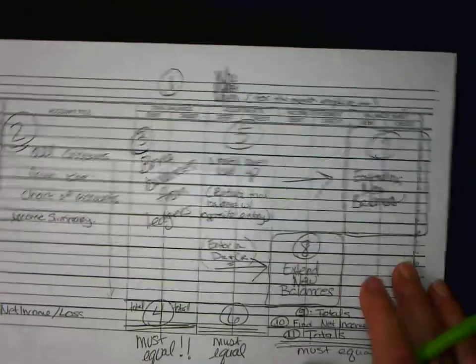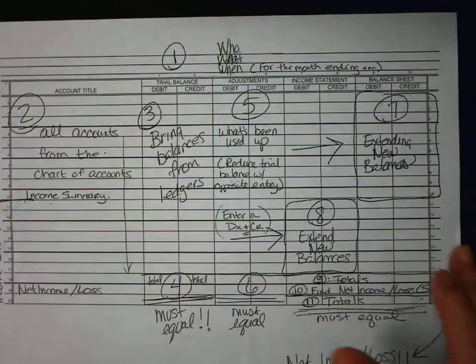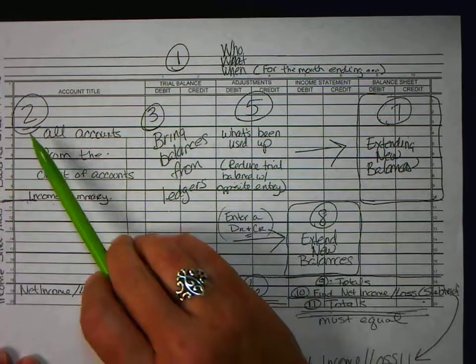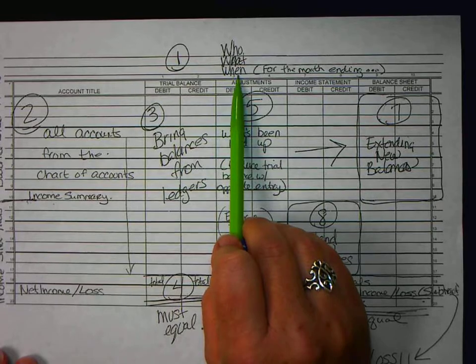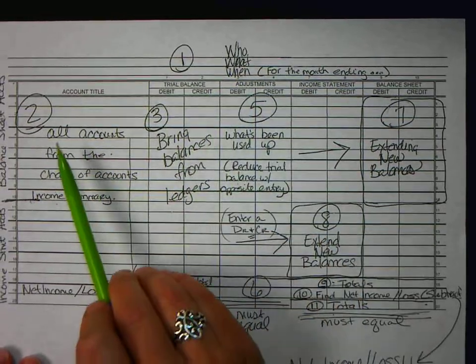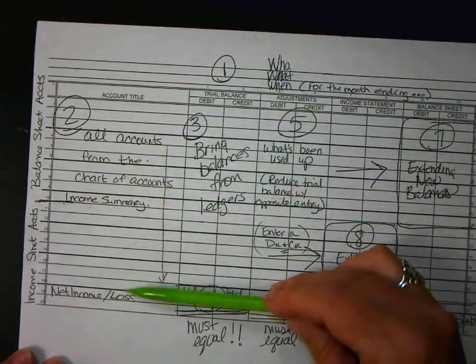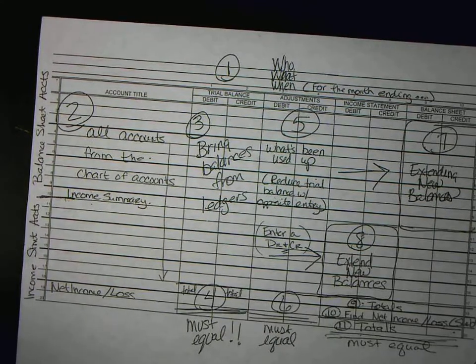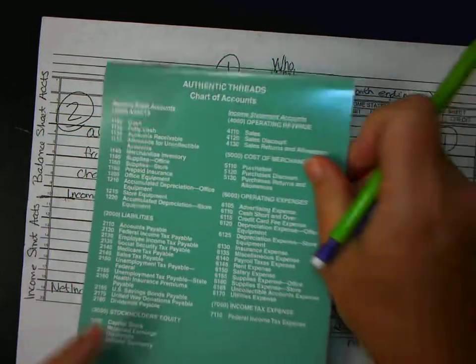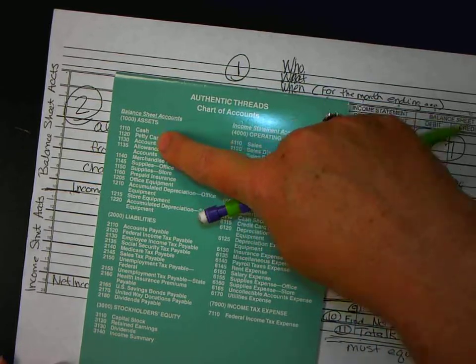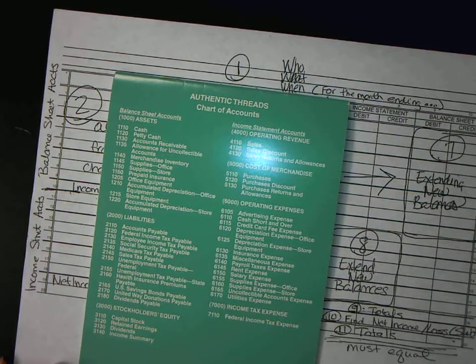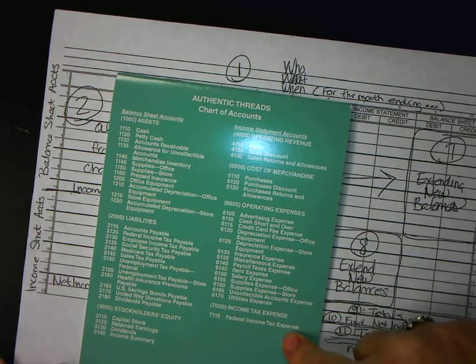All right, so to review the worksheet, we've got it labeled 1, 2, 3, what happens first, second, third. So first, we have our heading: who, what, when. Second, we'll pull all of the accounts from the chart of accounts. So basically, you grab your green book, and in the worksheet that's in your blue book, you'll just start with cash, petty cash, going down that left-hand column, writing every name down.